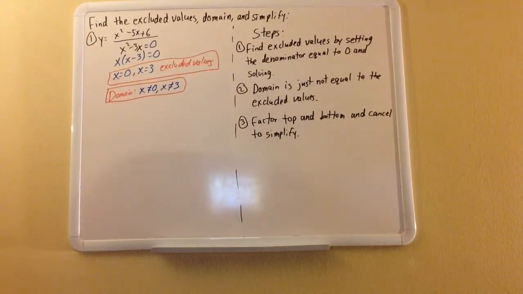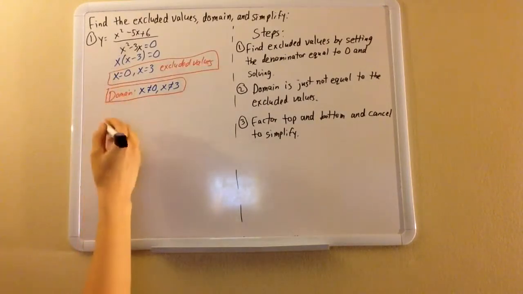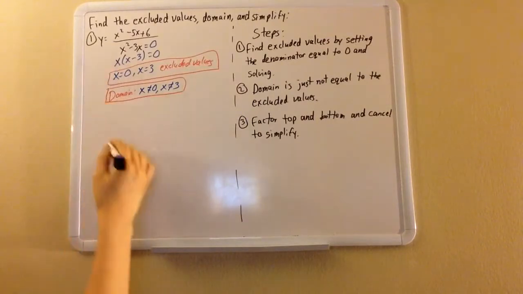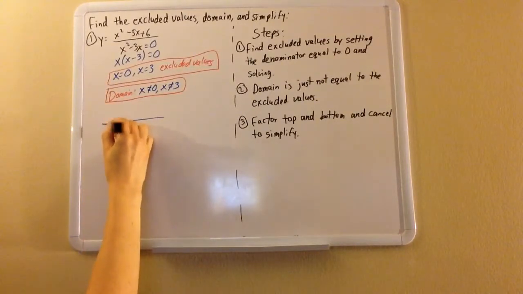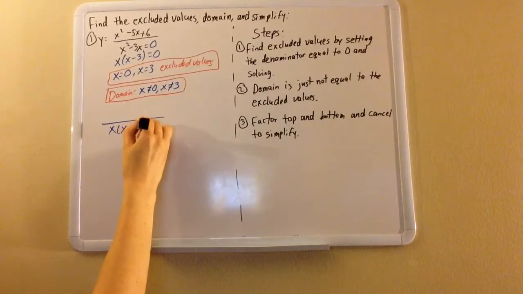Now I'm going to do the last part, which is simplifying. So to simplify, all we're really doing is factoring the top and the bottom, and then crossing out what we can, so canceling out what we can. So here, I already have the bottom part factored, so that's x, and then x minus 3.